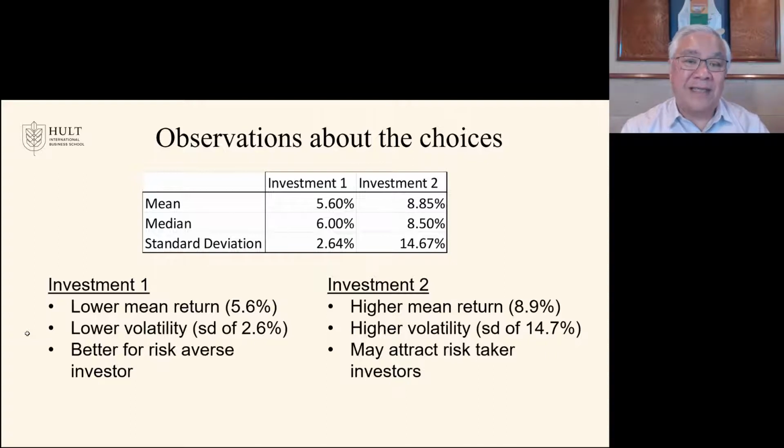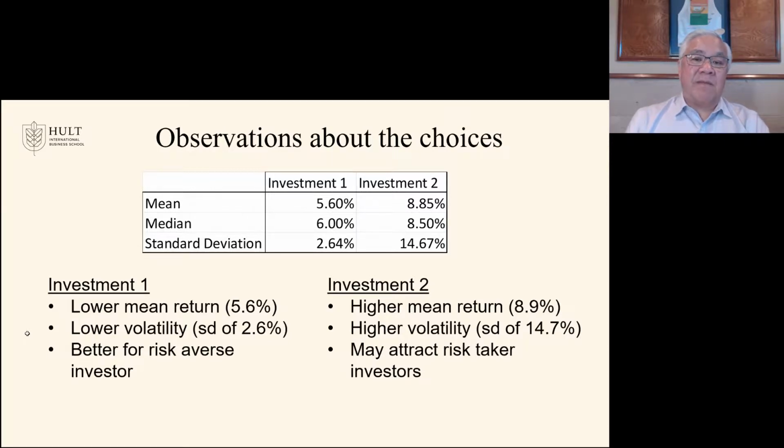So the answer is investment one is better for a risk-averse investor because it looks like we won't lose money in all probabilities. Whereas for investment two, you'll make more money on an expected basis, but you may lose money or you may make a lot of money. In other words, wider swings, higher volatility. So along with risk comes reward, right? So you get rewarded with high return on average. And if you're willing to take the risk, it might be a good investment.